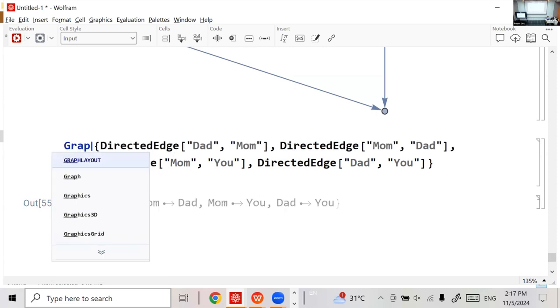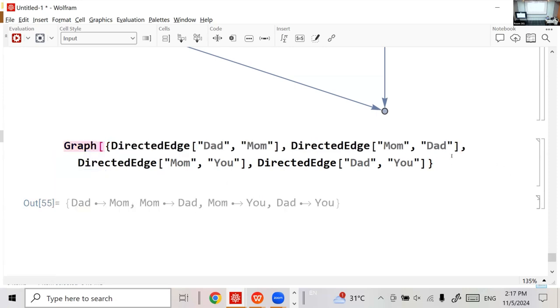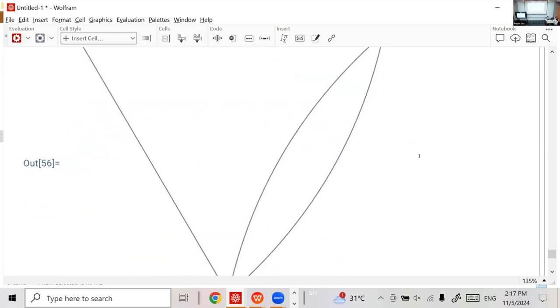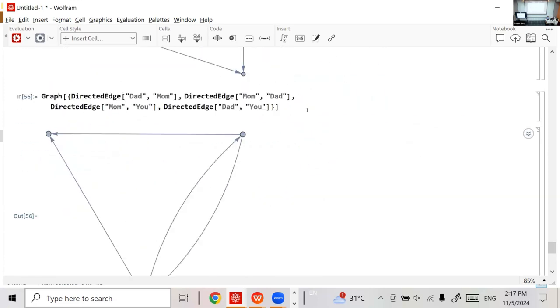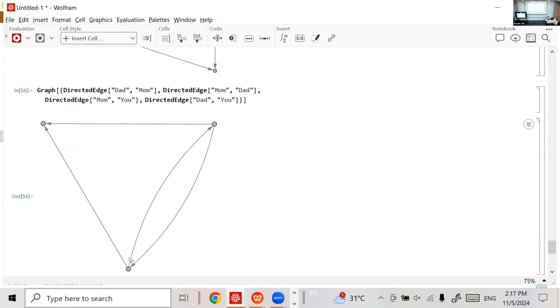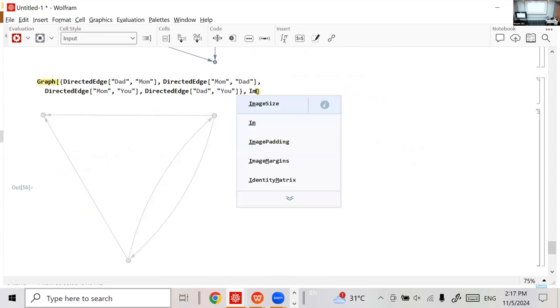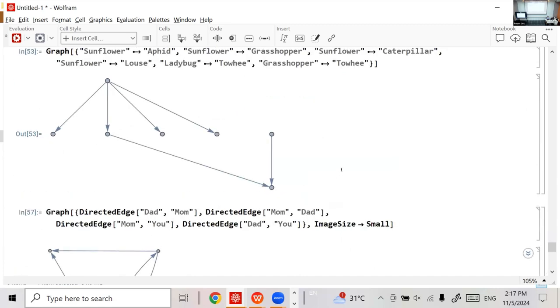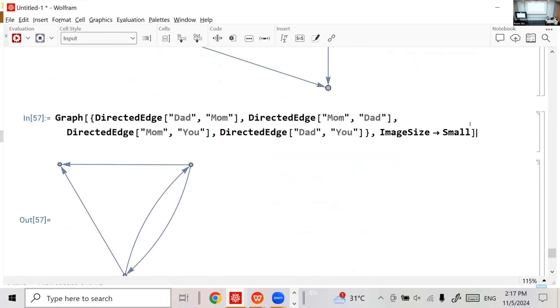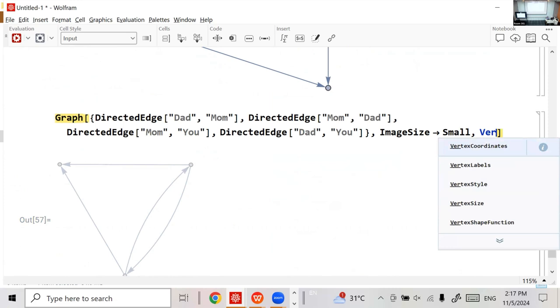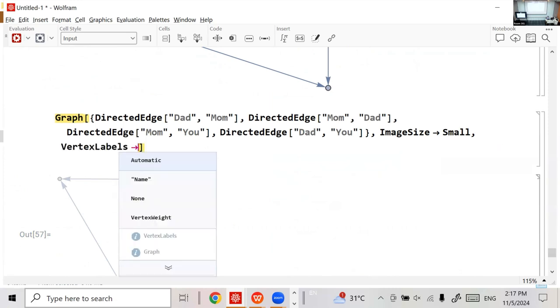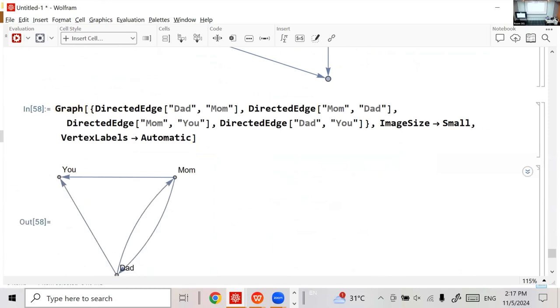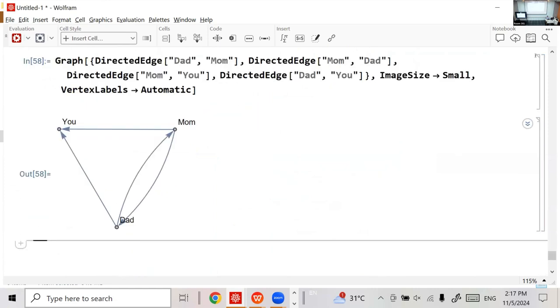So I make it a graph. Dad loves mom, mom loves dad. Dad loves you, mom loves you. Let's make the image size small. Now this one obviously doesn't have a label, so let's add a vertex label. Because you have it in the database, you just say automatic. So there, right?